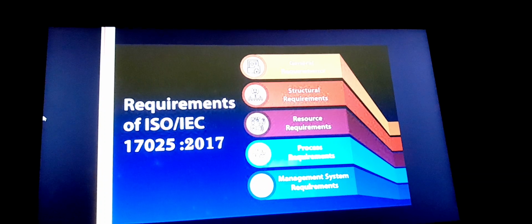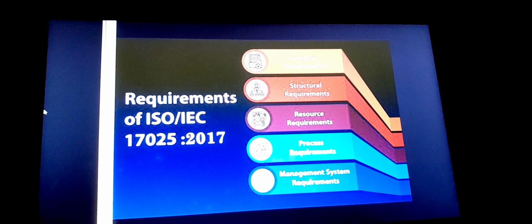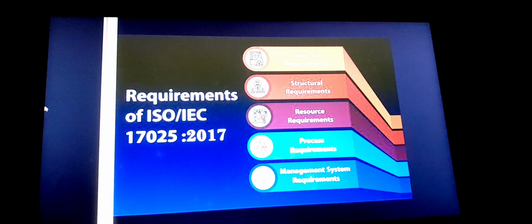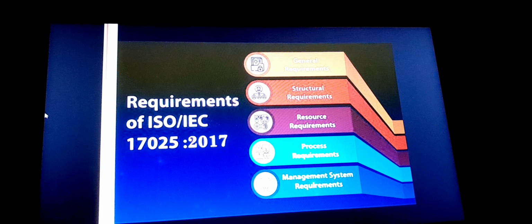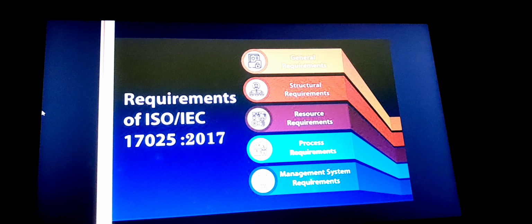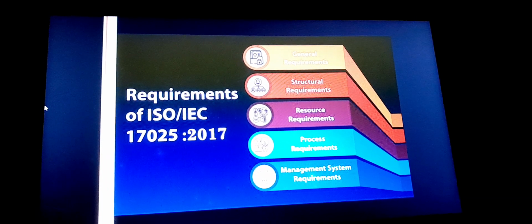In my previous video, I have already discussed the requirement of ISO IEC 17025-2017 clause 4, which is the general requirement, and why it is needed. What are the documents required for the general requirement? I have already discussed that in my previous video.